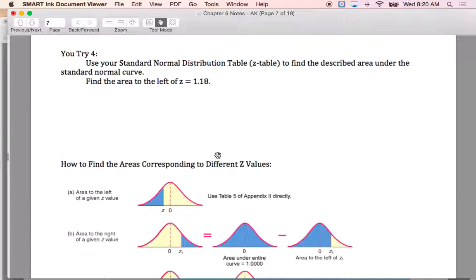We'll do the next one together too. If you want to pause it to see if you can do it on your own, that's fine. But I'm going to walk through this one together with you too. Doing the same thing. Left of Z equals 1.10.